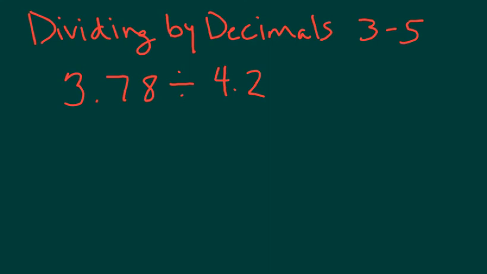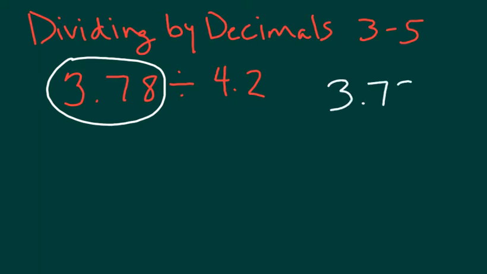Dividing by decimals, 3-5. Now, let's talk about the way it's written. 3.78 divided by 4.2. Which number goes in the box? The first number always goes inside the box. So, 3.78 inside the box and 4.2 outside the box.